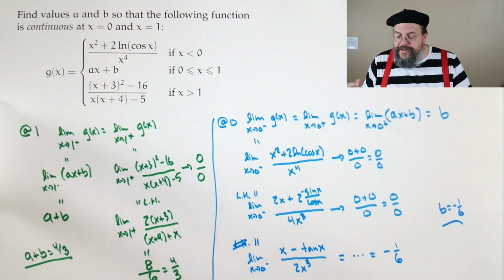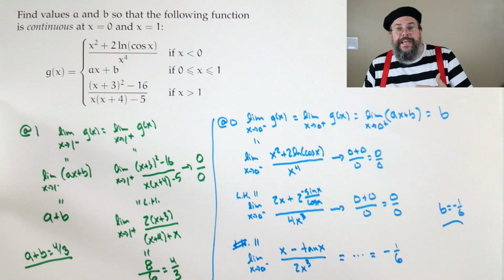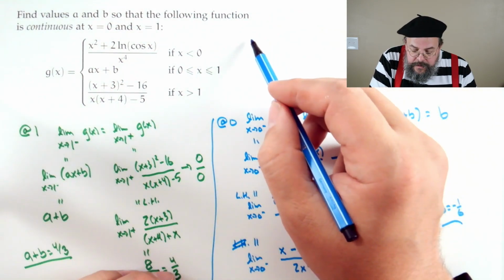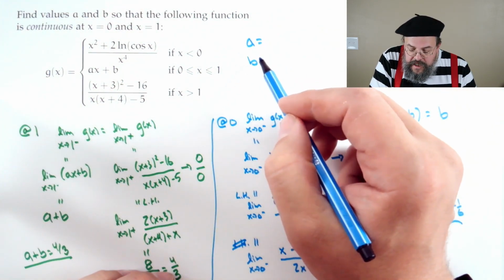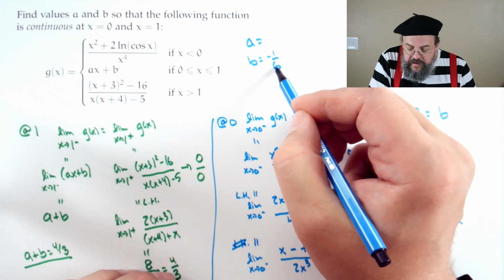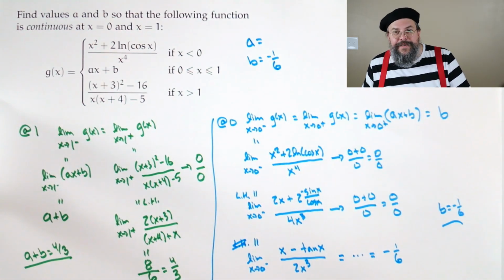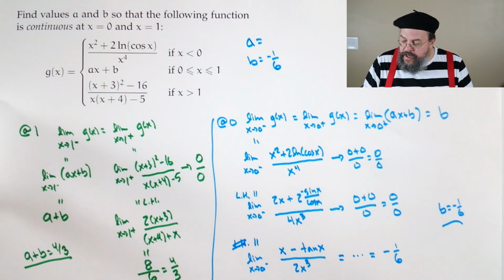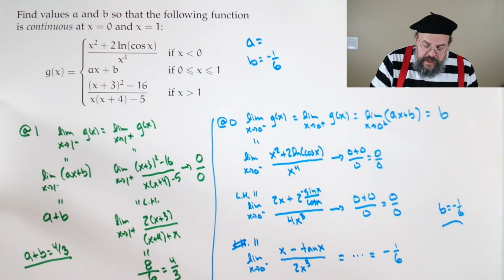Now, we're not done. We need to find a and b. But we just found what b is. So we know our answer will be a equals something, b is going to be negative 1 over 6. So how do we finish off? Well, we need to know what a is, but since I know what b is, I can put it in.